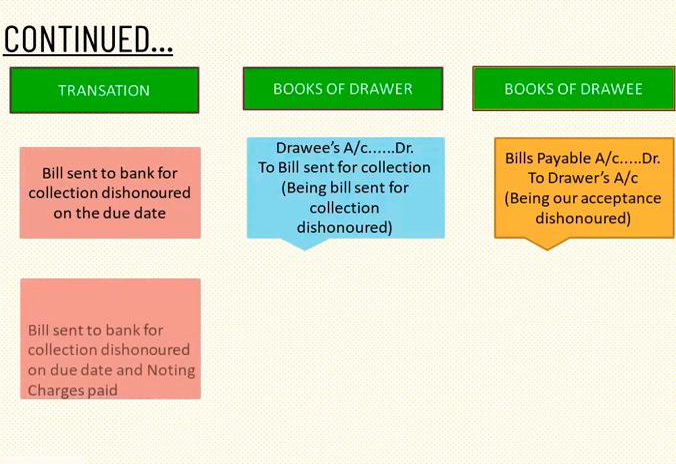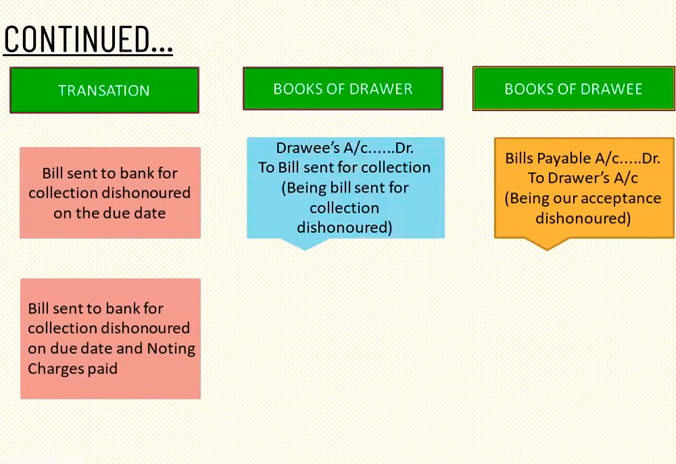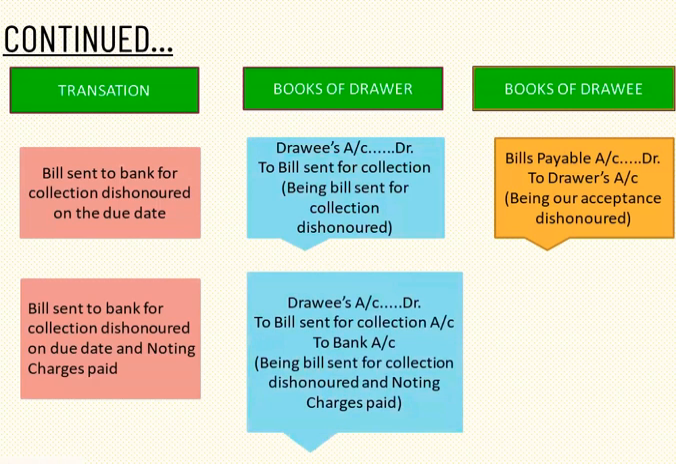Now see the next one. Bill sent to bank for collection dishonored on due date and noting charges paid. As we have already discussed the noting charges, what is the journal entry here? Drawee's account debit to bill sent for collection account to bank account, because this time the drawer is going to make the payment to the bank, and from the drawer's account the bank is going to deduct the amount. His business bank account is the giver and therefore bank account is credited. So finally our entry is drawee's account debit to bill sent for collection account to bank account. Here bank account means noting charges paid by the drawer.